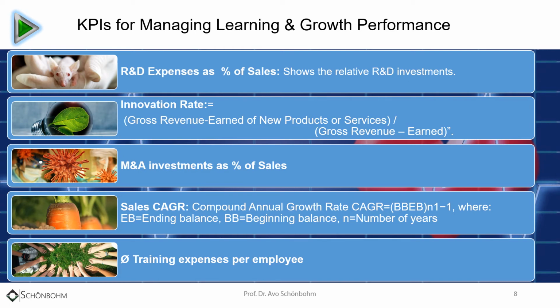Finally, number 5, the average training expenses per employee can be 5,000 euros, can be 2,000 euros. The idea behind it is that learning is something that doesn't happen just per se, but has to be stimulated and paid for.